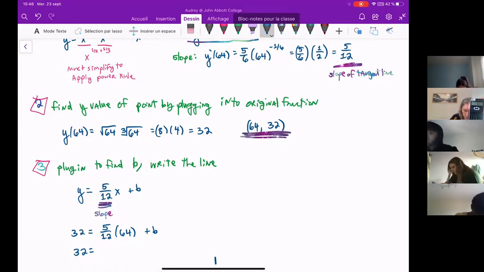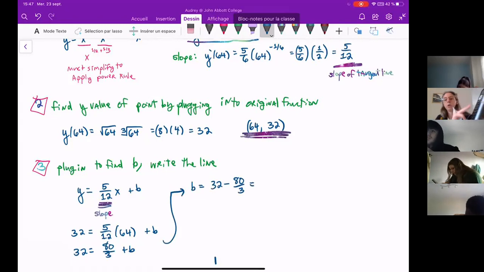So now I have 80 over 3 plus b, which means that b is equal to 32 minus 80 over 3. I'm going to do this again just to show you. I'm going to do 32 minus 80 over 3, and I don't use the division sign, I use the fraction button. I get an improper fraction. So I press second, and then the fraction button again. And now I have 16/3.